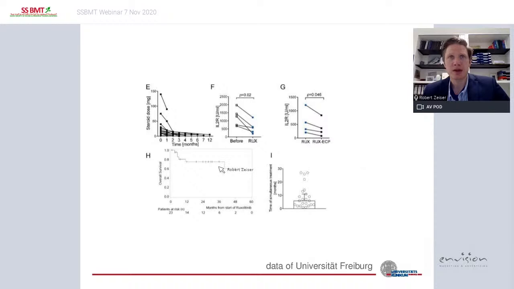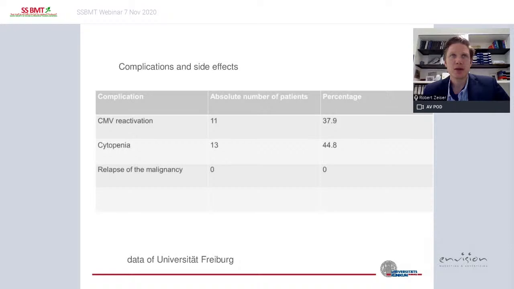This is the overall survival, which looked promising in those chronic GVHD patients. And this is the time of simultaneous treatment that varied depending on how fast the patient responded. Complications and side effects are shown in this table here. There were patients who had CMV reactivation. Around 37% of patients had cytopenia. No patient had a relapse of the underlying malignancy.